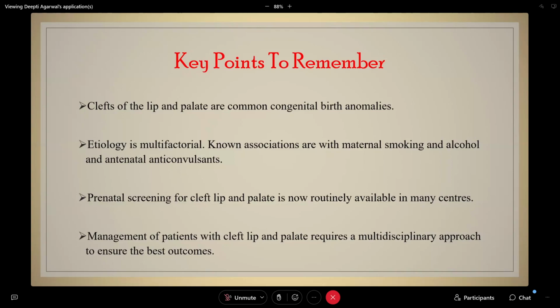Etiology is multifactorial. Known associations are with maternal smoking, alcohol, and antenatal anticonvulsants, especially in the first trimester. Prenatal screening for cleft lip and palate is now routinely available in many centers, and the management requires a multidisciplinary approach to ensure the best outcomes.